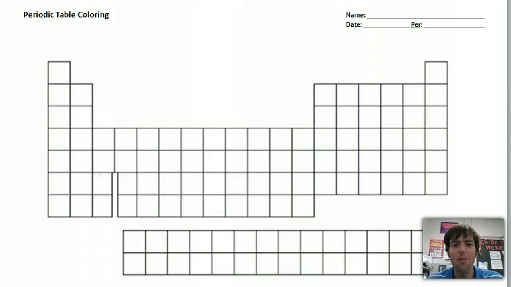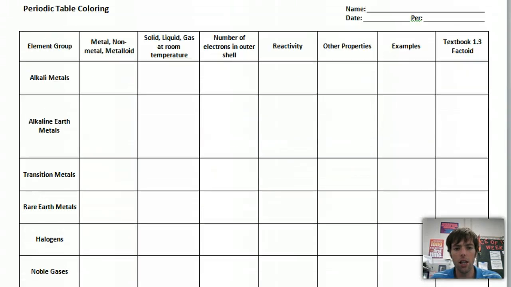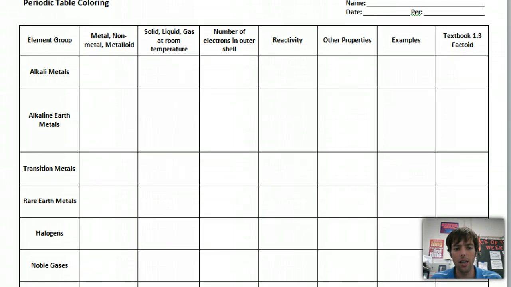Hello, this is Mr. Mabrey, and it's time to do some periodic table coloring. Now, in order to do this, you need to make sure you have two pieces of paper. The first should be the one you see on your screen right here. It's a blank periodic table that we're going to color in. The second is this grid right here that says periodic table coloring at the top with all the different element groups and names. All right, let's get started.